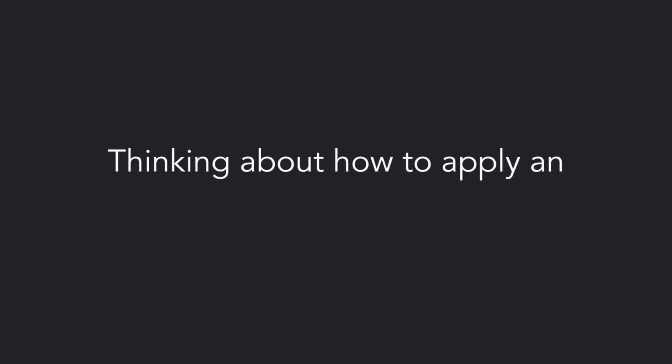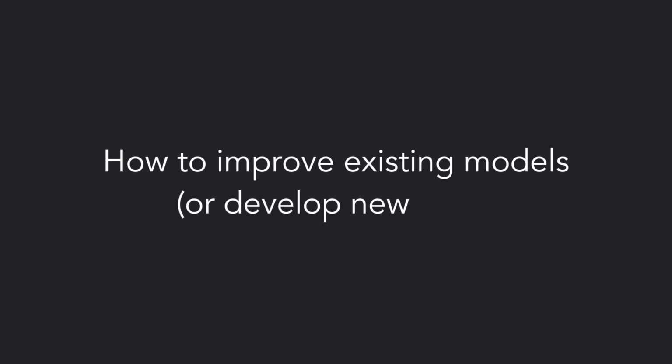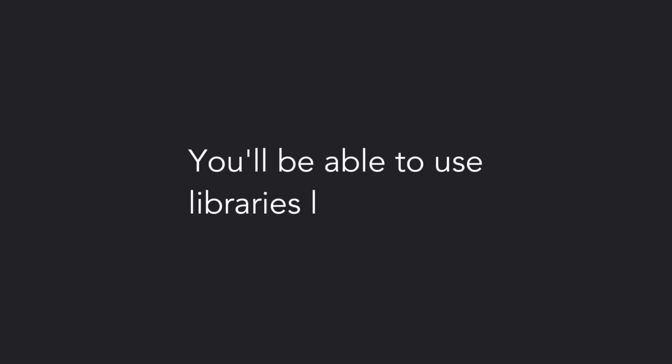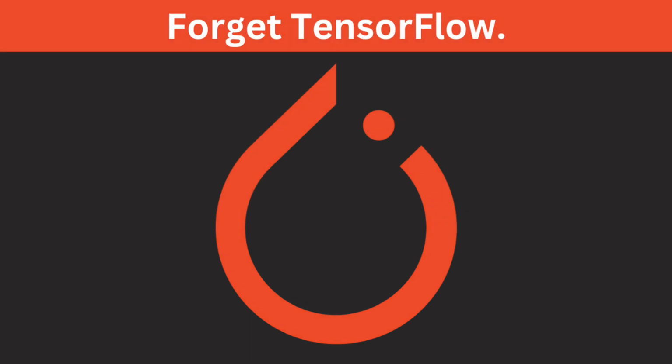Your mental energy is better spent thinking about how to apply an existing model to your problem, or in the case of ML researchers, how to improve existing models or develop new ones. As you become more advanced, you'll be able to use libraries like PyTorch as well as Transformers to build bigger projects. PyTorch is the number one library for machine learning, and I strongly recommend it over TensorFlow.